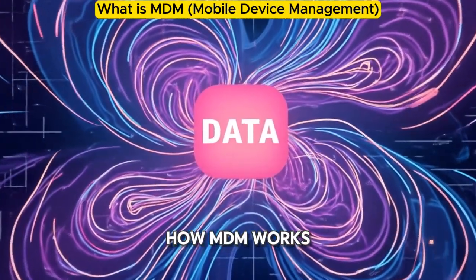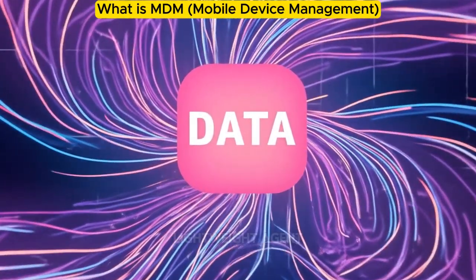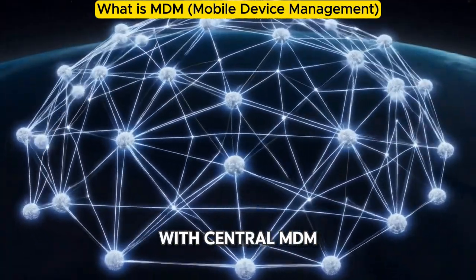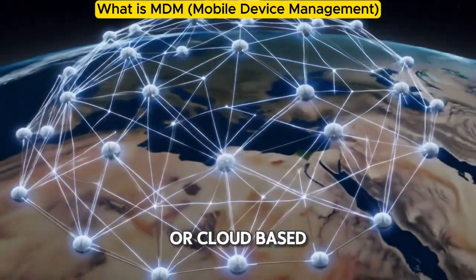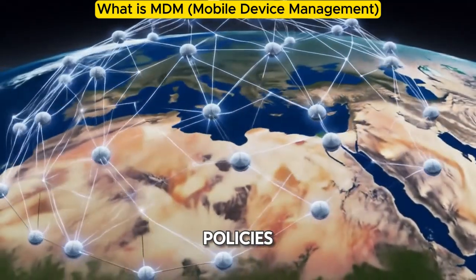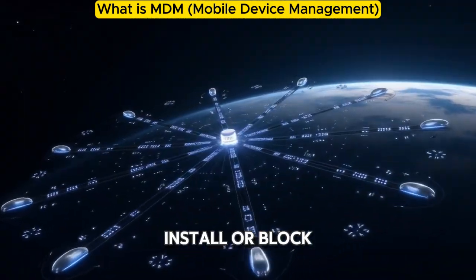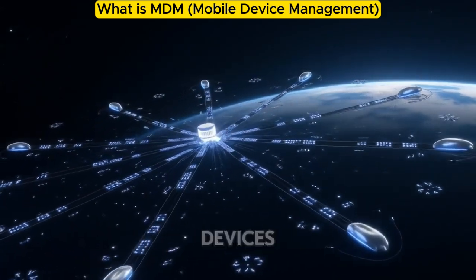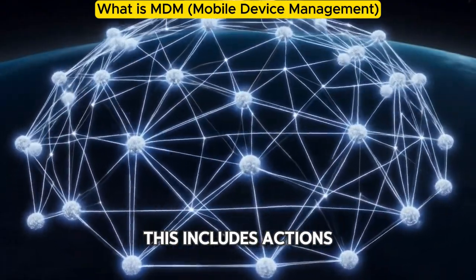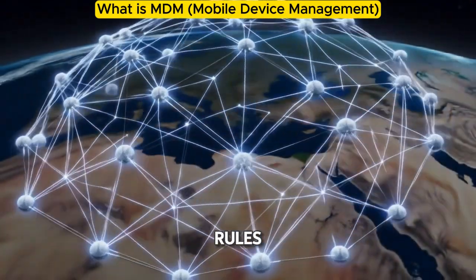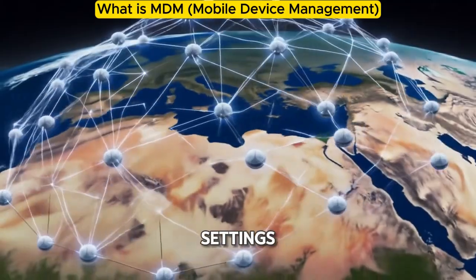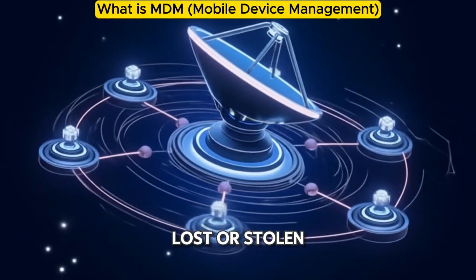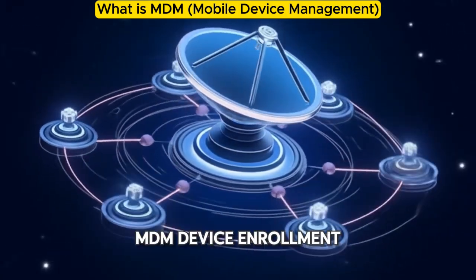How MDM works. MDM solutions work by installing a lightweight agent or profile on the target devices. This agent communicates with a central MDM server, either on-premises or cloud-based, to enforce security policies, push configurations, install or block apps, and track device activity. Admins use a central dashboard to manage all enrolled devices remotely. This includes actions like enforcing password rules, setting up VPN or Wi-Fi settings, locating devices via GPS, and locking or wiping lost or stolen devices.